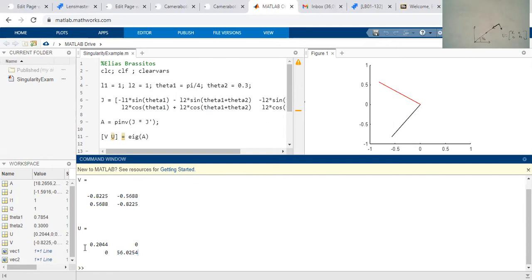When you are using this manipulability ellipsoid, it will tell you in which direction you can move a lot more. But the direction is in the frame of your eigenvectors. It's not in the frame of your main XY frame. It's in the frame of your eigenvectors.